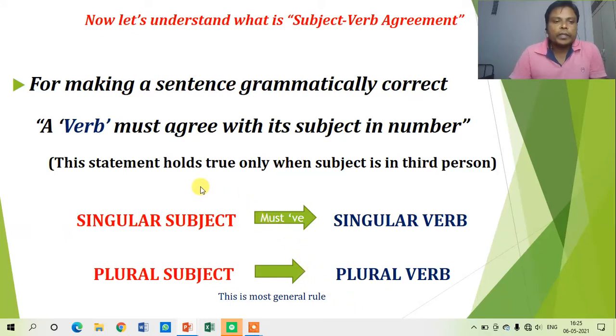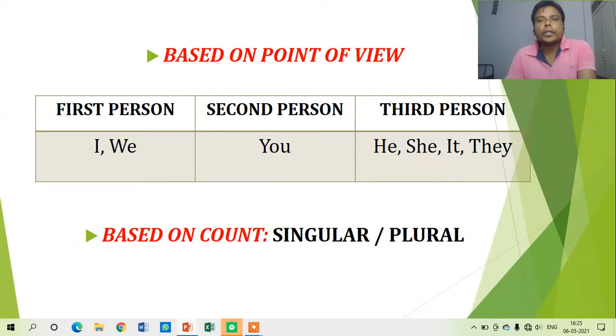But remember one thing, friends. This statement holds true only when the subject is in third person. In the previous slide, we understood that these are the pronouns which show that they are third person: he, she, it and they.